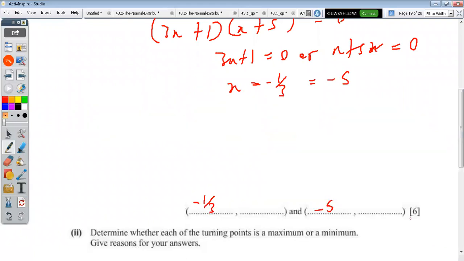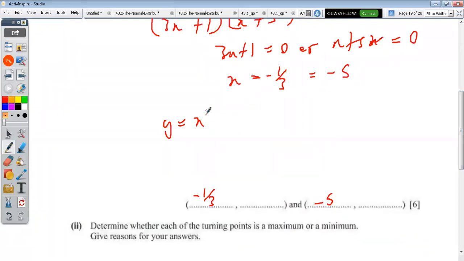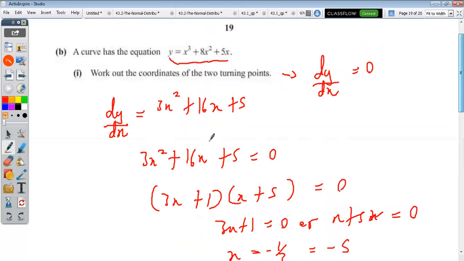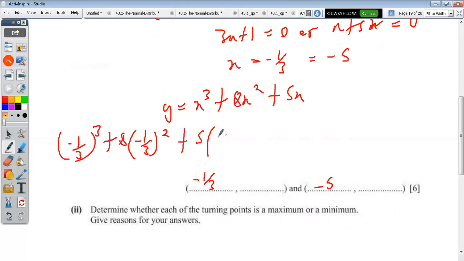Minus 5. Then I use my equation, which is y is equal to x cubed plus 8x squared plus 5x, I think, yes. I now use that to substitute, to now say when x is equal to this, what will be this value? When x is equal to that, so let's substitute. You can use your calculators. So it's minus a third cubed, that's what it means, plus 8 brackets, negative 1 over 3 squared, use your calculators, plus 5 brackets, minus a third. What does your calculator give you?